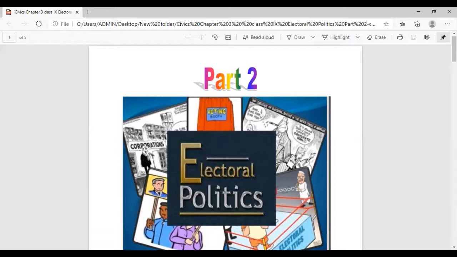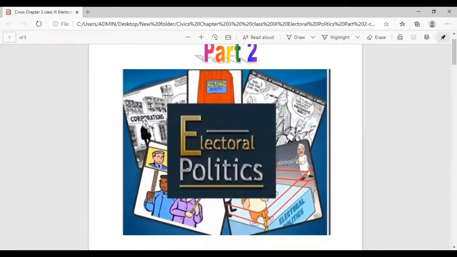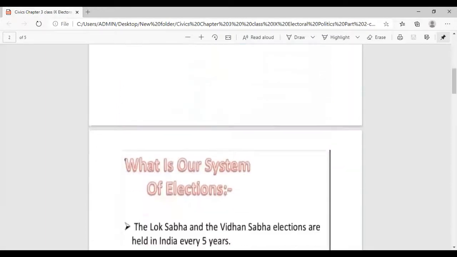In the previous class, we discussed why we need elections. Today, we will learn about what our system of elections is. Under this subtopic, today we will discuss electoral constituencies, reserved constituencies, and the voters list. With no further ado, let's start today's class.